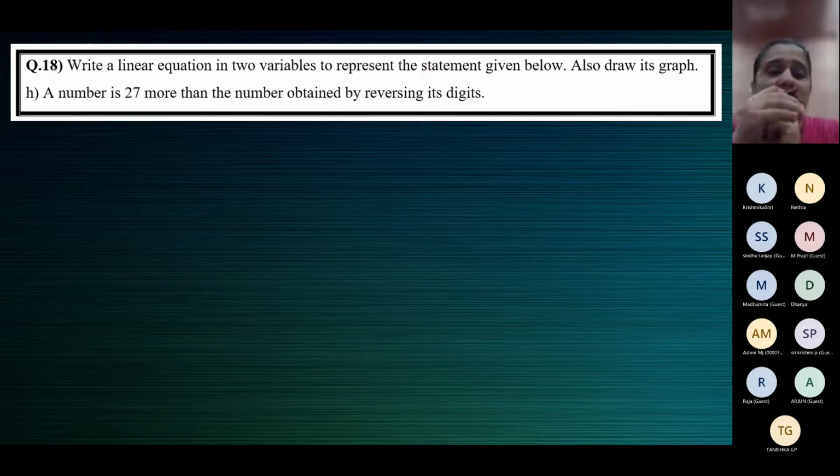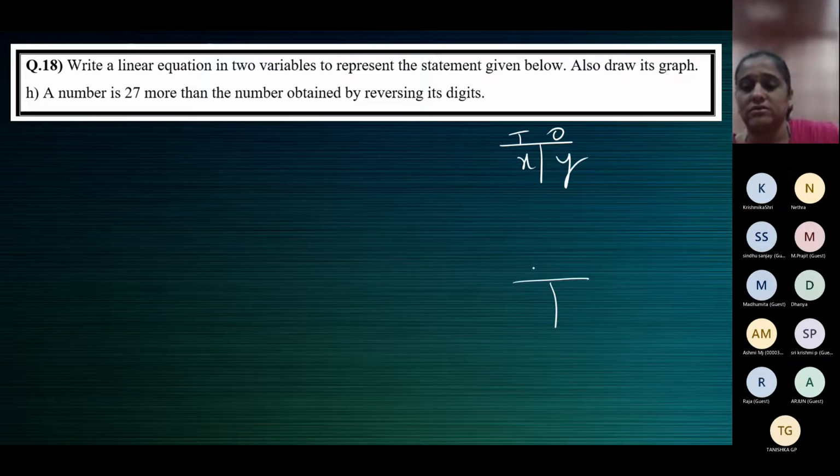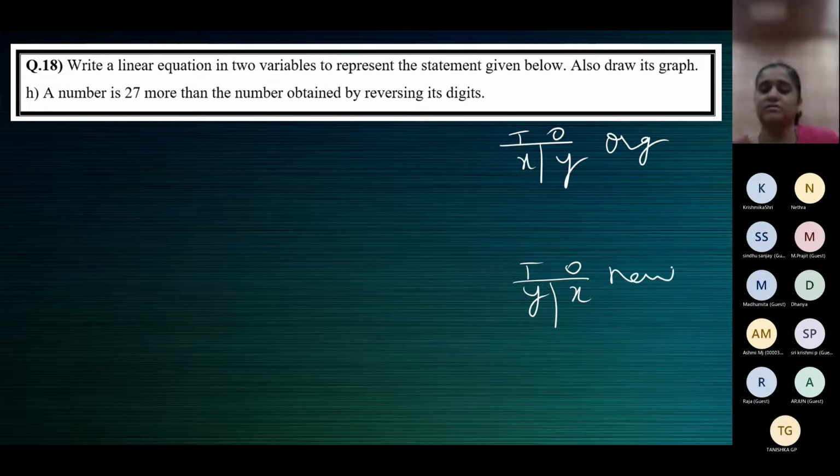Yes, you can do this. We have done one number question earlier. A number is 27 more than the number obtained by reversing its digits. Yes, try this. Construct the linear equation. All of us, we'll do this. For the original number, you take 10x plus y, and for the reversed number, the number formed when the digits are reversed, let it be like this. All of you do this. Please try, children. I'll just come back.